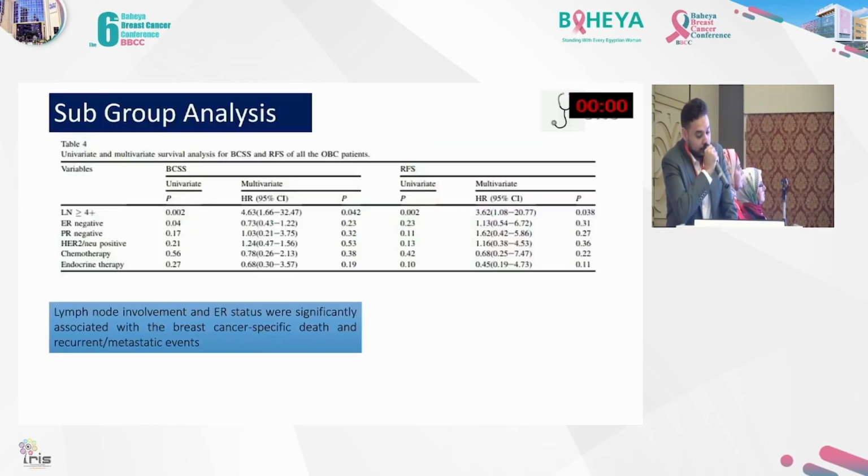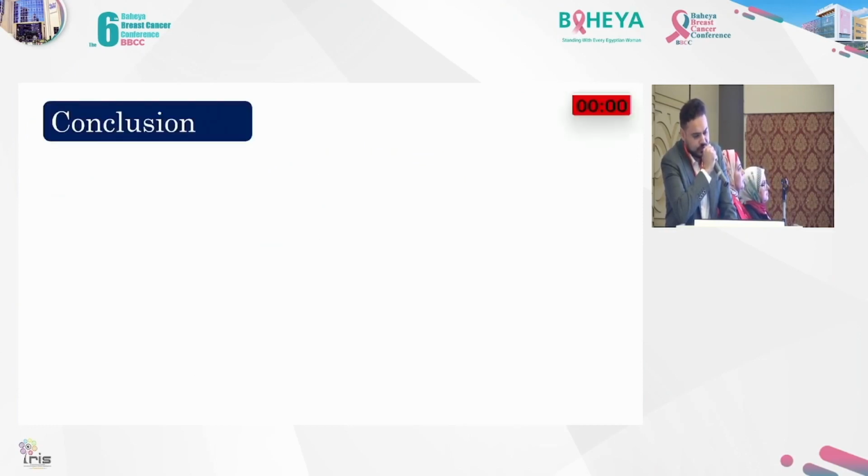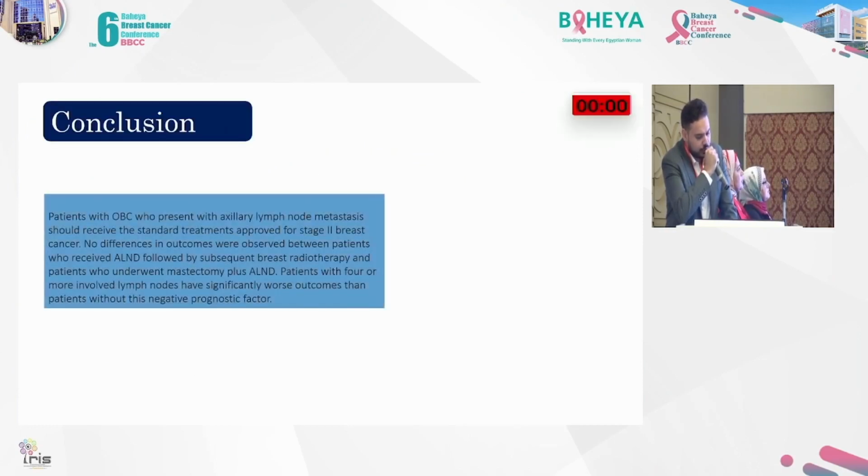When they did a subgroup analysis, they found that patients with more than 4 positive lymph nodes had a dismal outcome regarding recurrence-free survival and breast cancer-specific survival, and also ER negative versus ER positive. So we can conclude here that patients with occult primary must have local treatment, either mastectomy or whole breast irradiation, and that patients with more than 4 positive lymph nodes have worse outcomes than N1 disease.